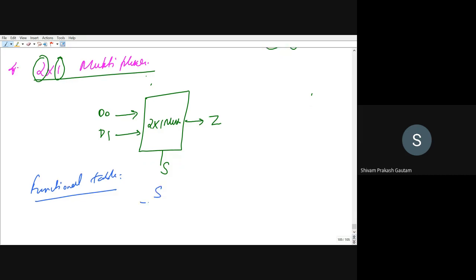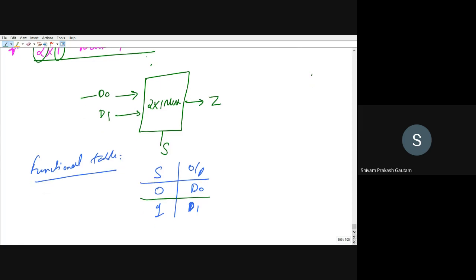S can have two values. S can have either 0 or 1. If S is 0, D0 will flow through the output. If S is 1, D1 will flow through the output, right? So this is the functional table. When S is equal to 0, D0 will flow to the output, and when S is equal to 1, D1 will flow to the output.